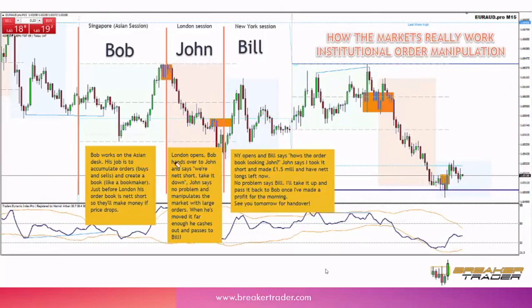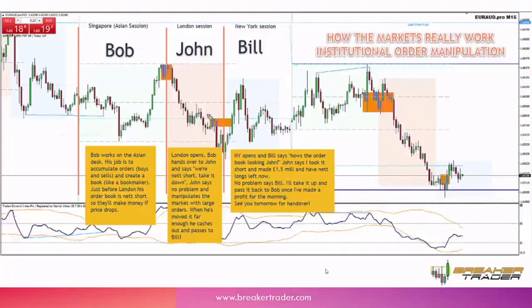So John's finished for the day. New York starts. He passes over to Bill. Bill says, how's the order book looking, John? John says, well, I took it short, made 1.5 million, and I've got net longs left now. No problem, says Bill. I'll take it up and pass it back to Bob in the morning once we've got the profit. See you for the handover tomorrow.